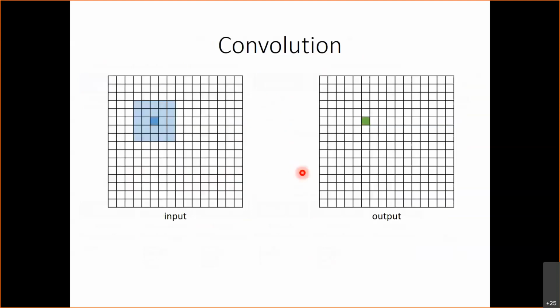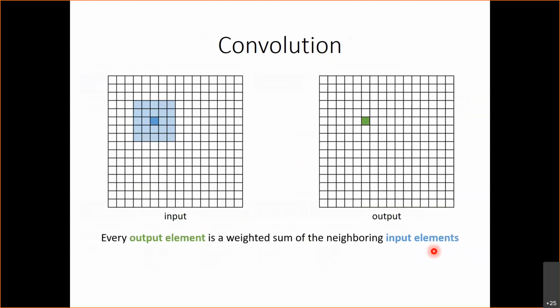So a convolution operation is an operation where you have some input, and the output of the convolution operation is such that every element of the output, and here we have a 2D convolution, is going to be a weighted sum of the corresponding input element and its neighbors. Okay, so every output element is a weighted sum of neighboring input elements.